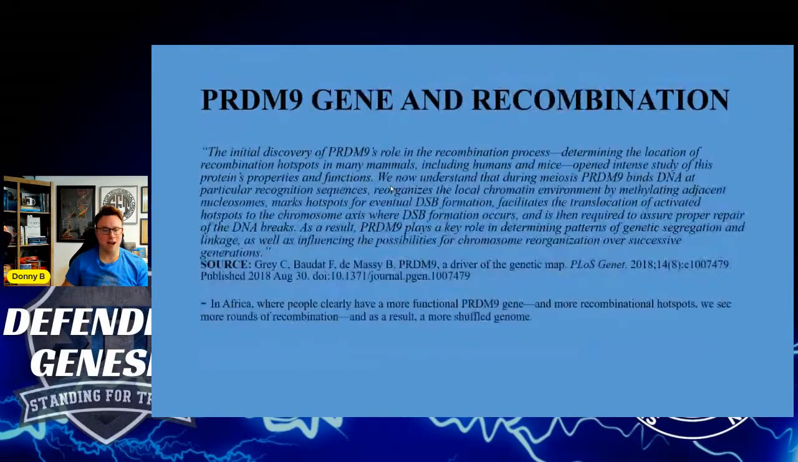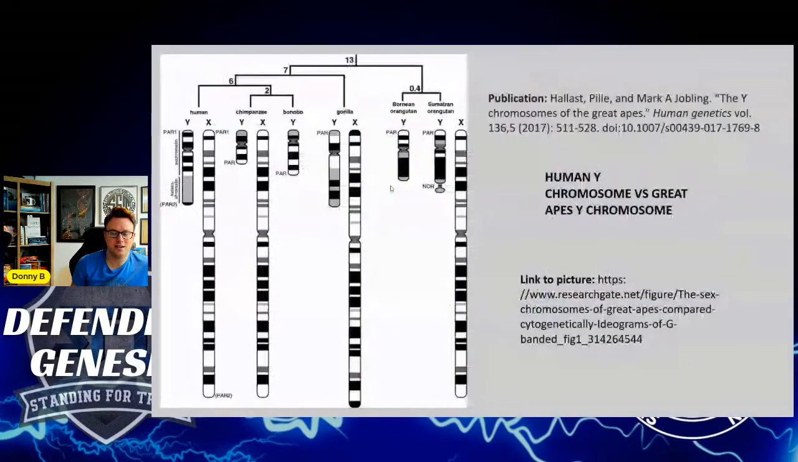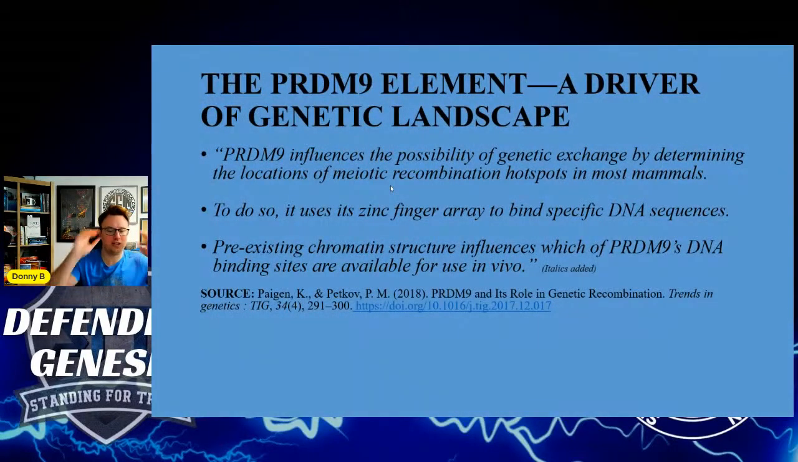So what do we have? We have recombination rates that are faster in Africans, which means because you have more of these PRDM9 genes, and mutations, they can destroy these sites. And every time a mutation destroys a site, there's one less site or one less gene available, essentially, DNA element available for recombination. Okay, so you have this specific populations like the Africans here that are able to harbor more genetic diversity over periods of time. They've had an interesting history. And so it doesn't necessarily tell us that they're an older population. Notice this, PRDM9 influences the possibility of genetic exchange by determining the locations of meiotic recombination hotspots in most mammals.